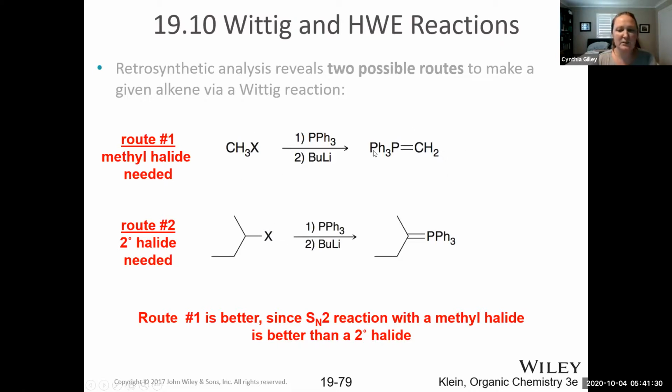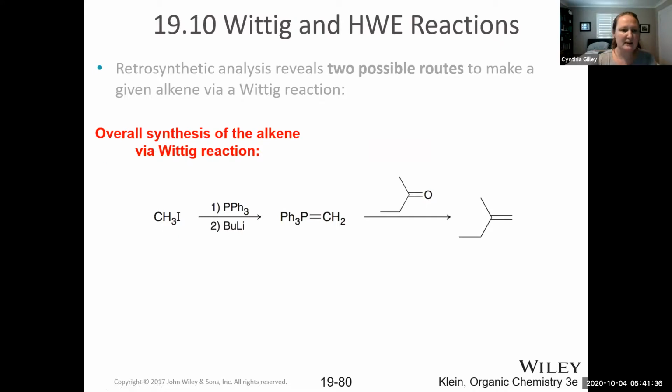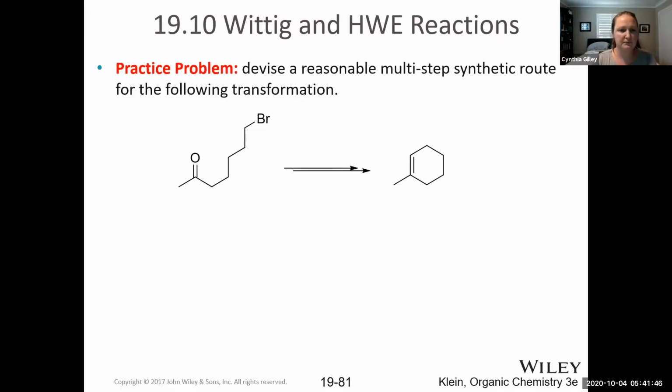So this is a much more easily accessible Wittig reagent, which means that pathway 1 that we had talked about before is the ideal pathway. And we would then use 2-butanone as the carbonyl component to form that alkene in the forward direction.